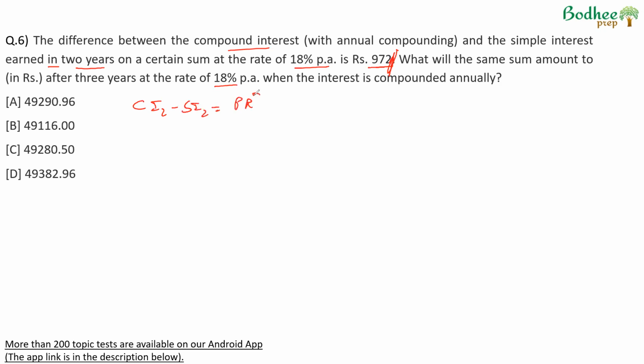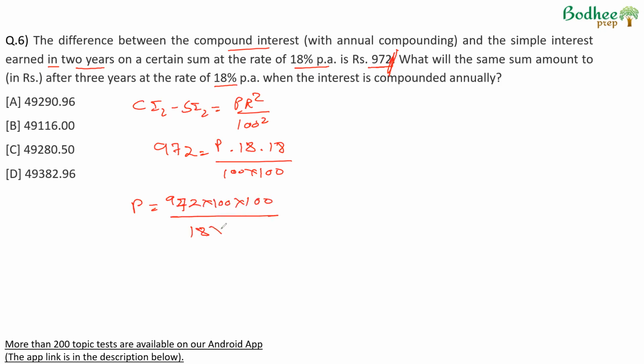CI for 2 years minus SI for 2 years is equal to PR squared upon 100 squared, a direct formula. The difference is 972, and P is to be found out. R is 18, so P will be 972 into 100 into 100 upon 18 into 18. This is divisible by 9. So 972 divided by 9, then divided by 18, and the principal becomes 30,000.